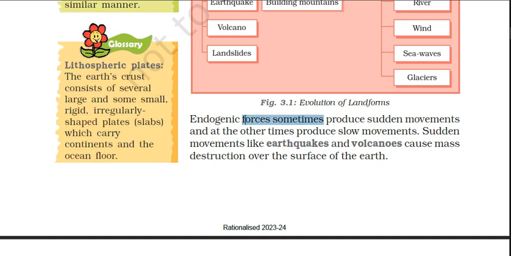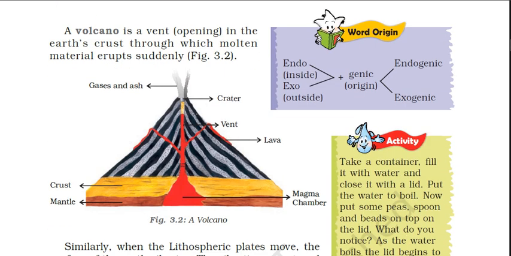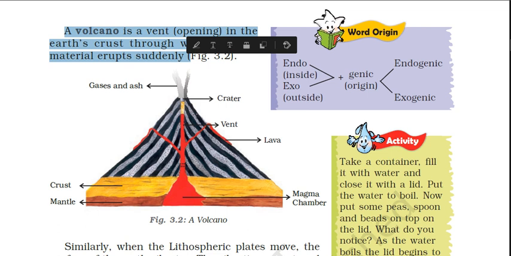Endogenic forces sometimes produce sudden movements and at other times produce slow movements. Sudden movements like earthquakes and volcanoes cause mass destruction over the surface of the earth. A volcano is a vent opening in the earth's crust through which molten material erupts suddenly.